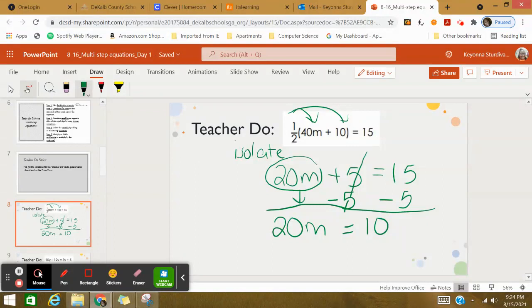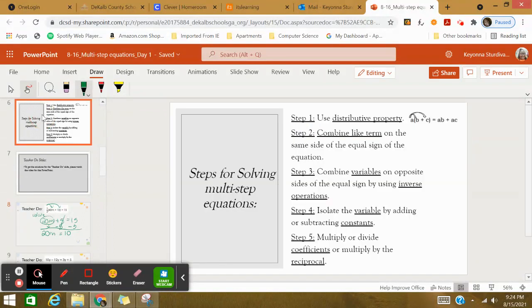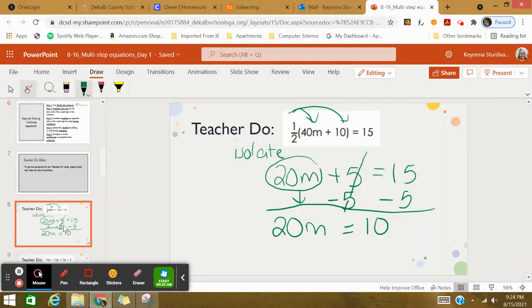So now let's go back and look at the steps. Isolate the variable by adding and subtracting the constants, which is what I just did in step 4. And then step 5 says multiply or divide coefficients or reciprocals. So now I'm on step 5. I want to get m by itself, so I'm going to divide both sides by 20. Guys, anytime you have a fraction, please make sure that you always simplify your answer.